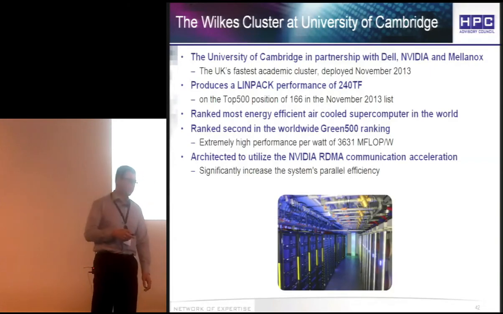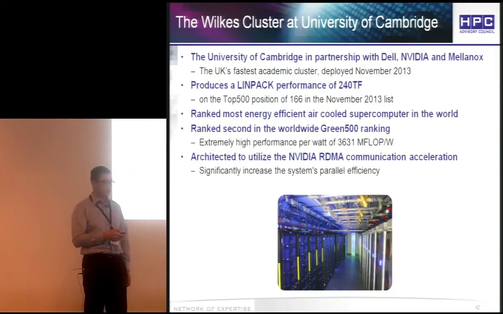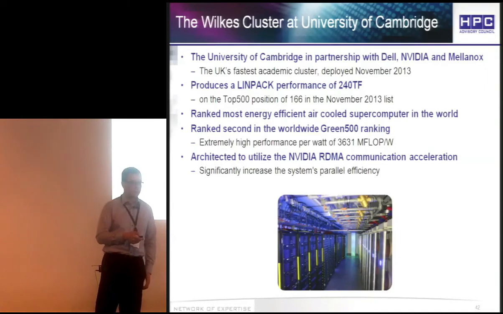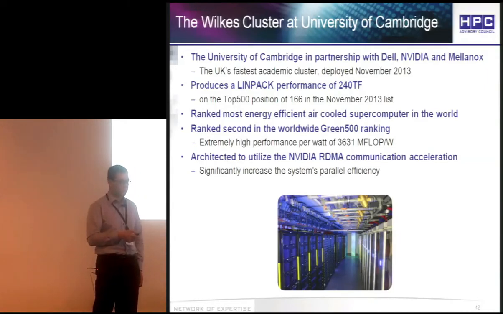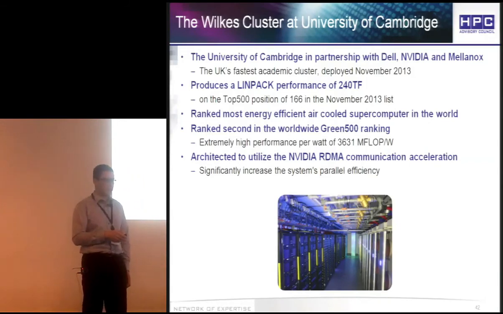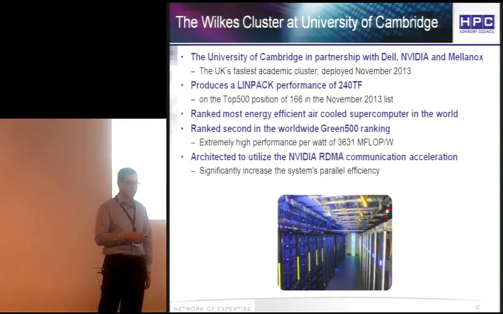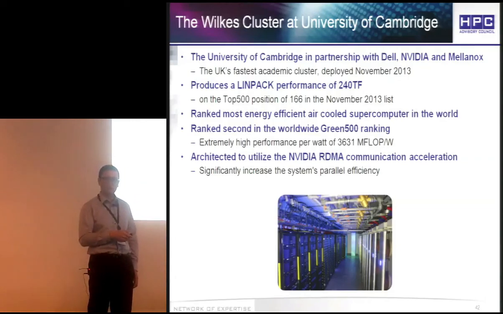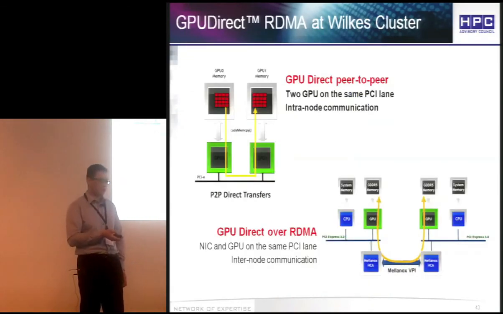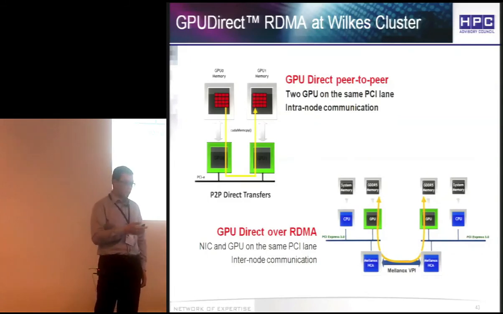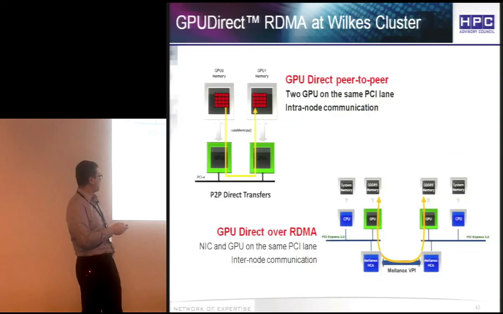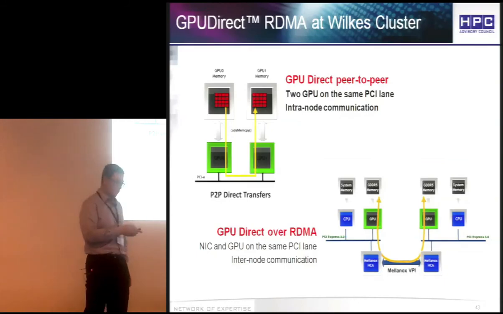So here's another introductory slide for the Wilkes cluster. This is the name for the cluster at University of Cambridge. It's the second most energy efficient in the Green 500 list, I was told. This is a collaboration of Dell, NVIDIA, and also Mellanox. It was deployed a few months ago, in November 2013. So I'm using this to demonstrate the benefit of using GPUDirect RDMA. I probably described this to you earlier, so I may be able to skip it.